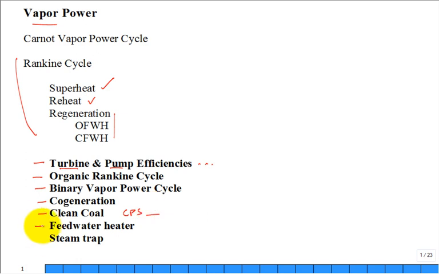And then talk about where you can go to the internet if you want to learn more about steam traps, learn more about feed water heaters. I was going to play some videos, but we just don't have time. Excellent videos, excellent learning resources about the whole animation of a whole power plant or the steam turbine itself.